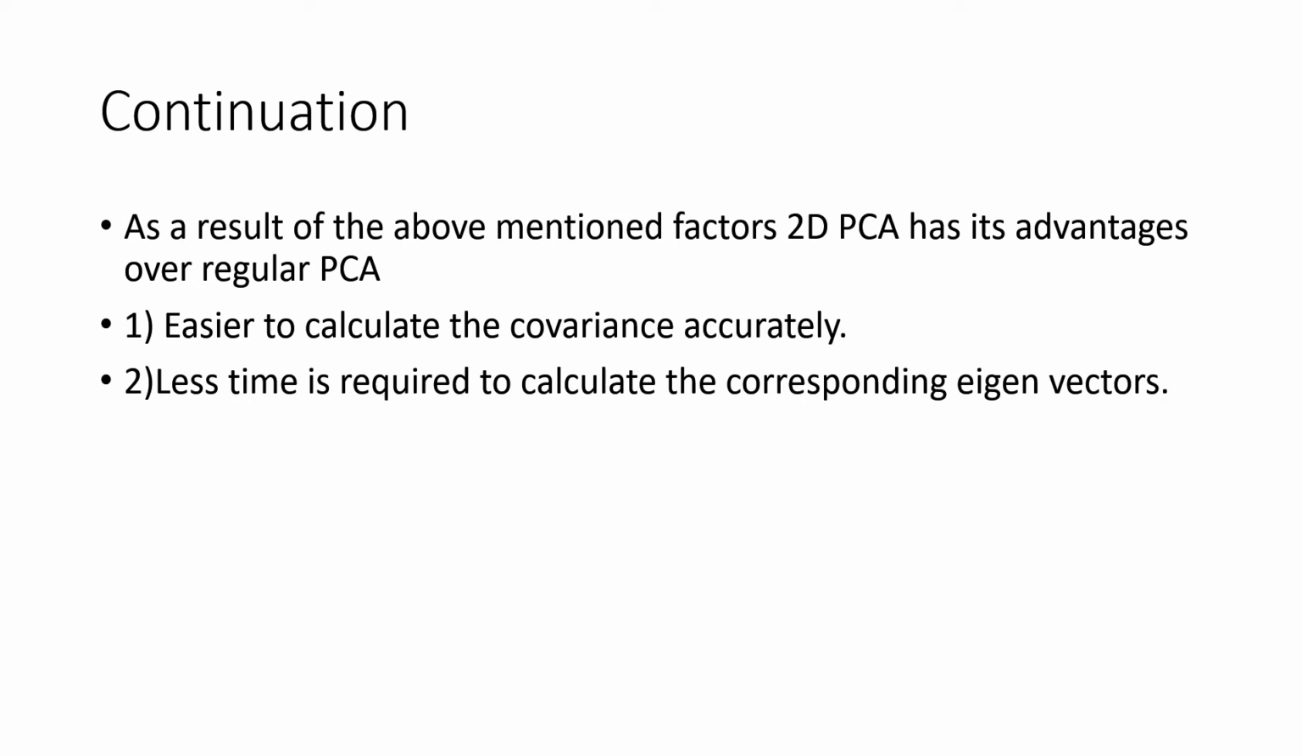As a result of the above mentioned factors, 2D PCA has its own advantages. The first advantage is that it is easier to calculate the covariance matrix accurately. The second is that less time is required to calculate the corresponding eigenvectors. These two advantages are possible because the dimensionality of the covariance matrix is small compared to that of PCA.